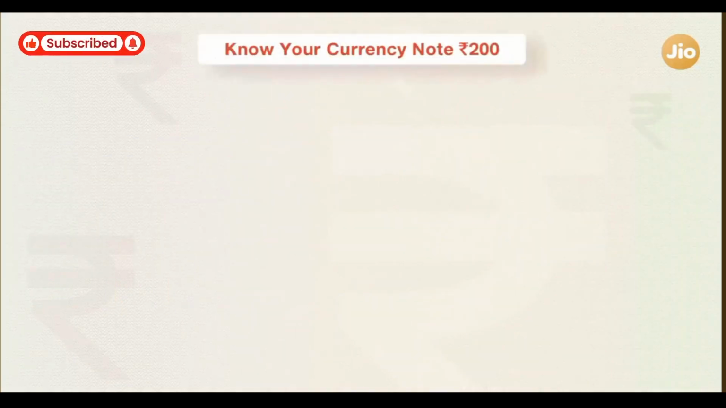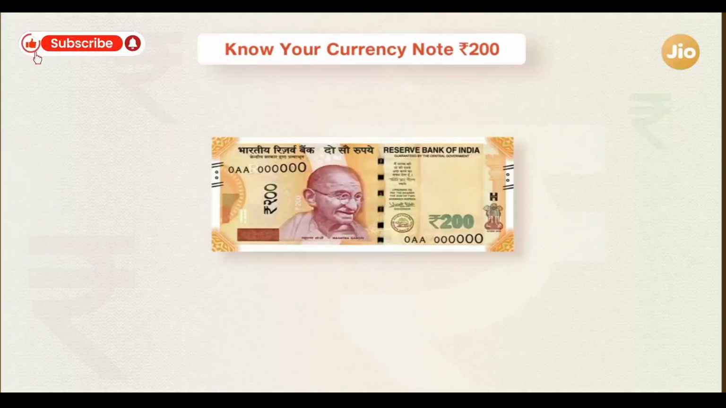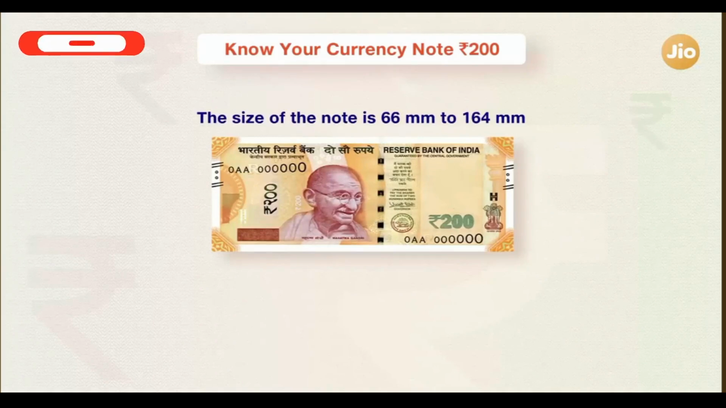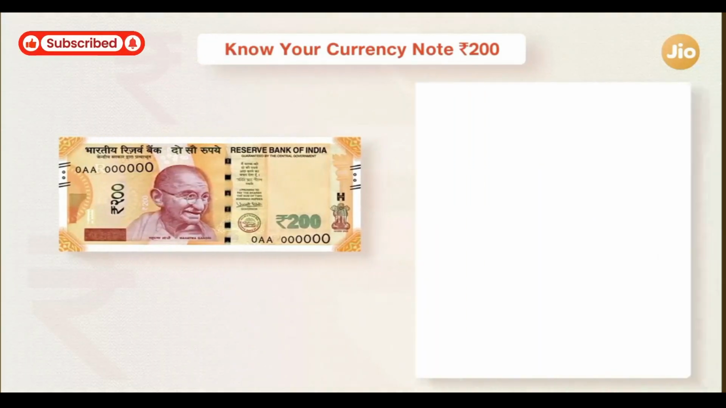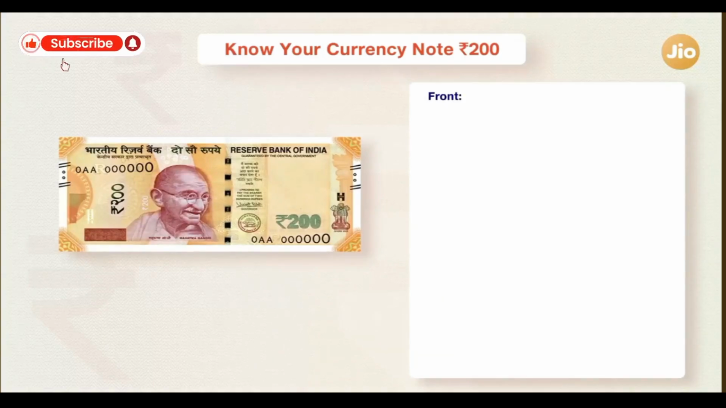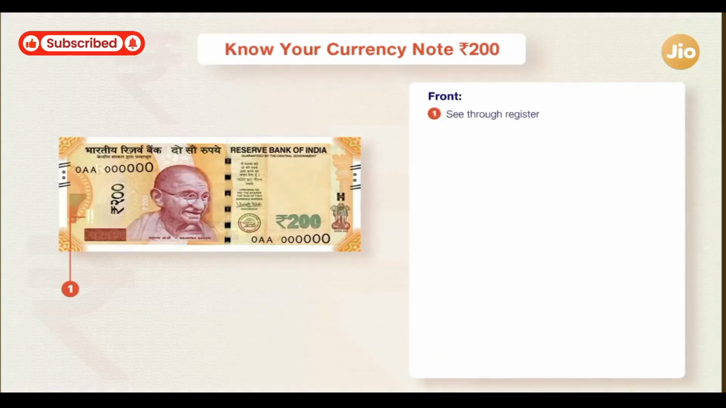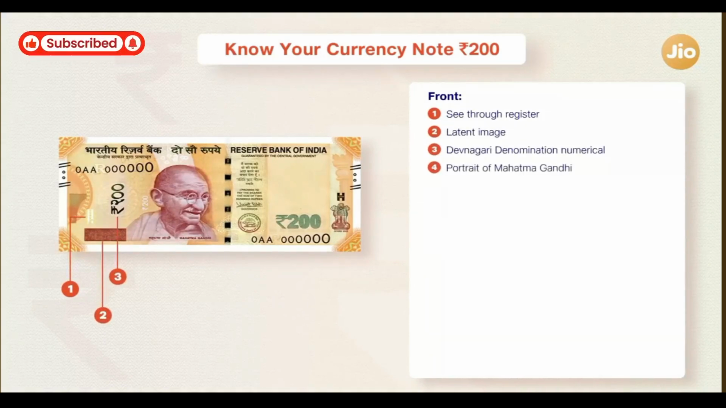Now, let's have a closer look at the rupees 200 currency note to know it better. First, the size of the note is 66 mm to 164 mm. At the front, you will find the following. First, the see-through register. Second, latent image. Third, Devanagari denomination numerical. Fourth, portrait of Mahatma Gandhi.